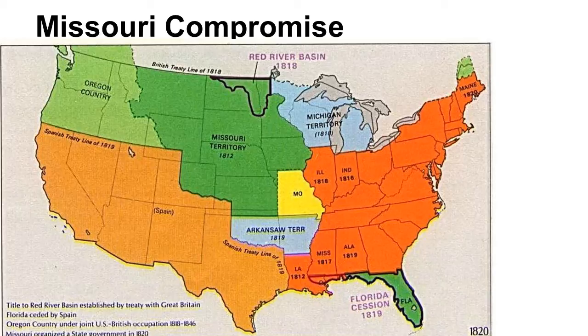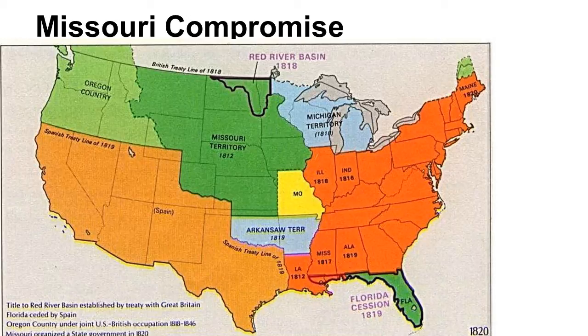The problem, though, is there are free states in the United States and there are slave states. And the problem now is, what should Missouri be? And what happens is that Missouri is determined to become a slave state, and the agreement is that Maine, if you look in the top right, Maine becomes then a free state. So it keeps the balance of power between the free states of the United States and the slave states.